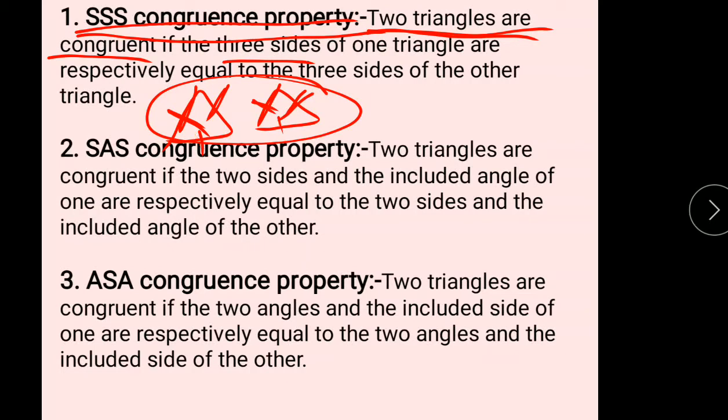All right, so I hope the concept is clear to you all. So that was your first property, the SSS congruency property. The next property we have is SAS.